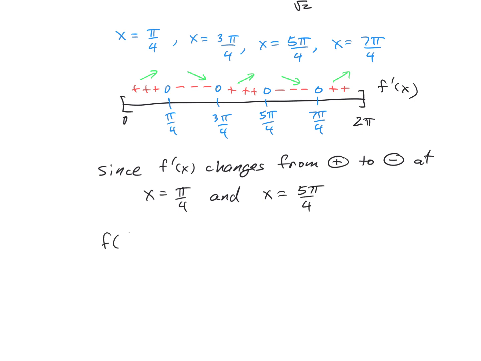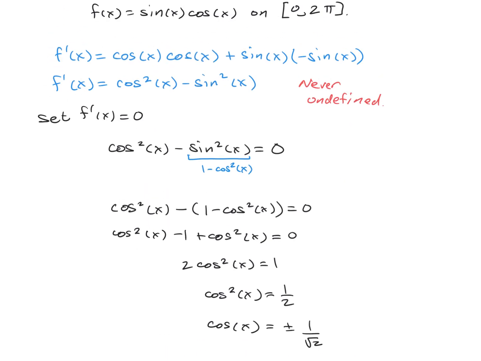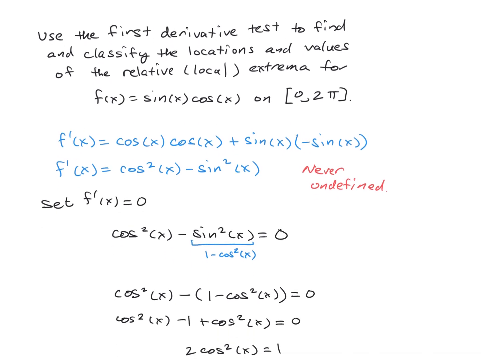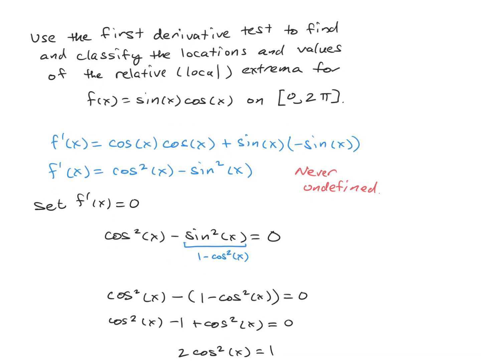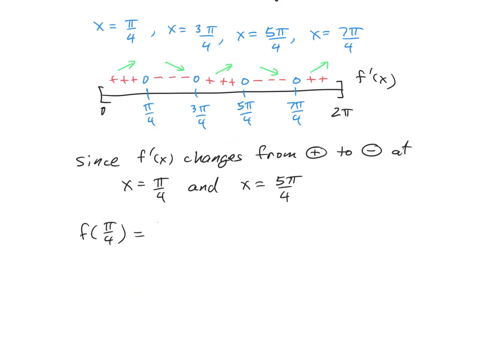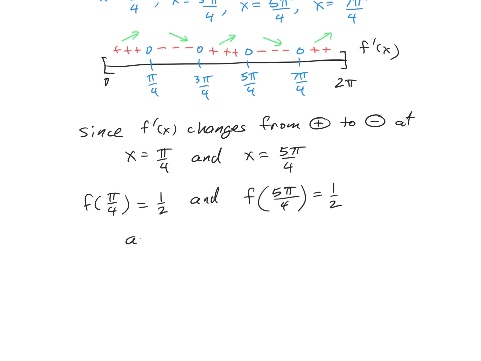We know that f of pi over 4, if we go back to our function, that's going to be the product of the cosine and the sine of pi over 4. Each one of those is 1 over root 2, so multiplying them together gives us a 1/2. So that's a value of 1/2. And the same thing happens at 5 pi over 4, where they're both negative. We multiply the negative 1 over square root 2 times another. We're going to get positive 1/2 as well. So these are going to be relative maximums.